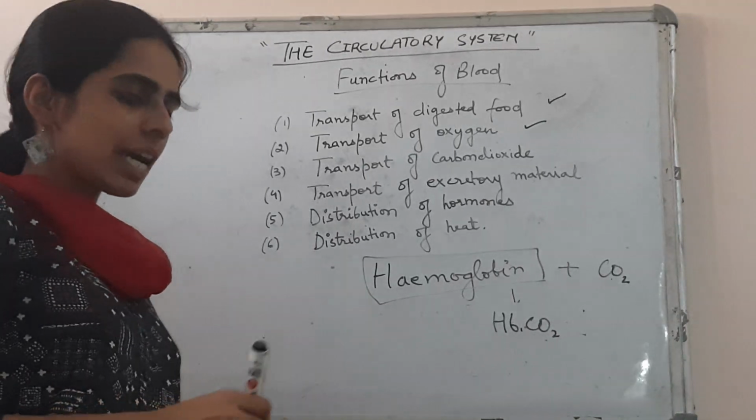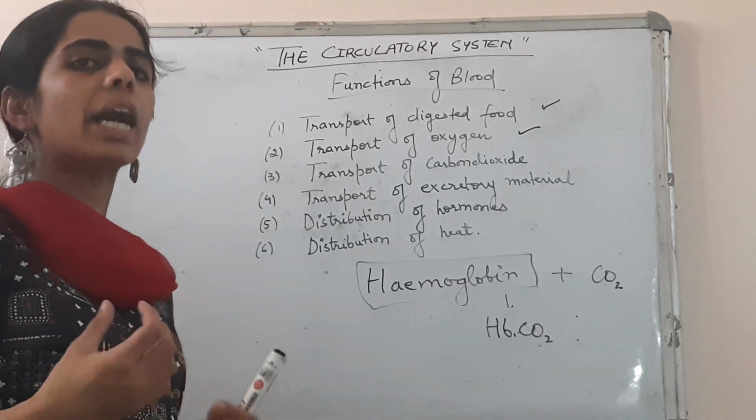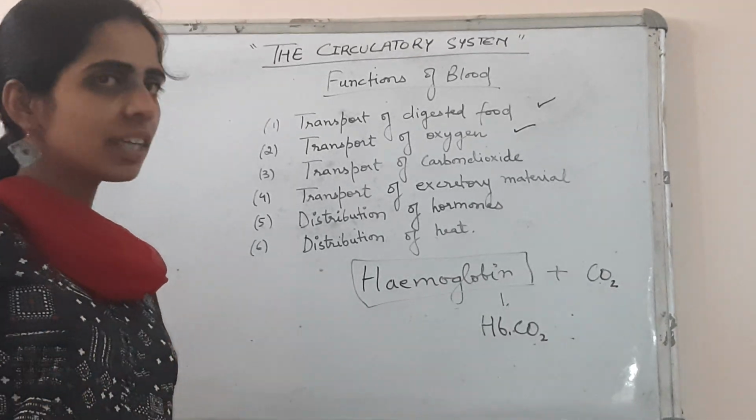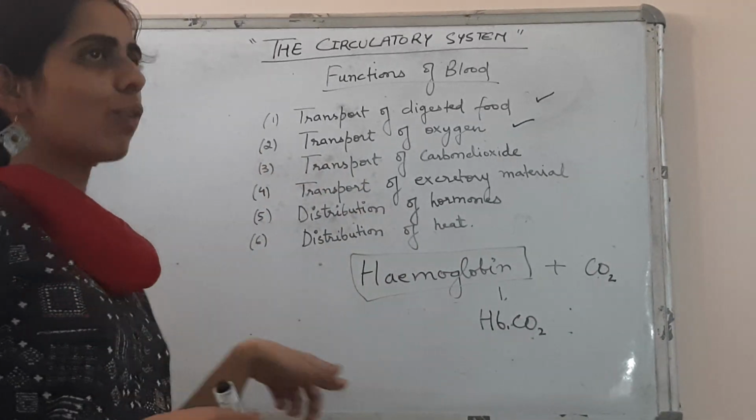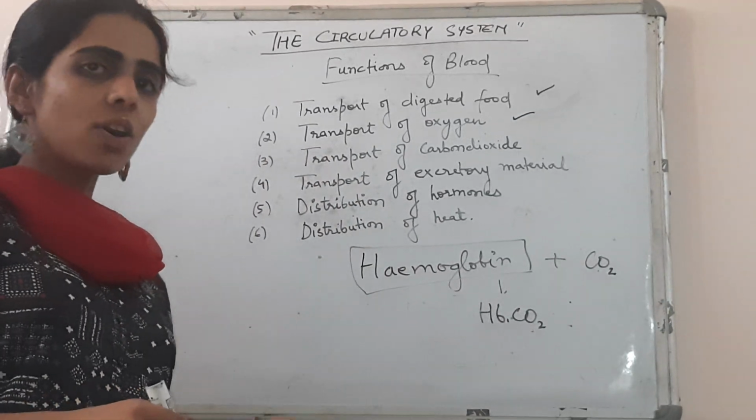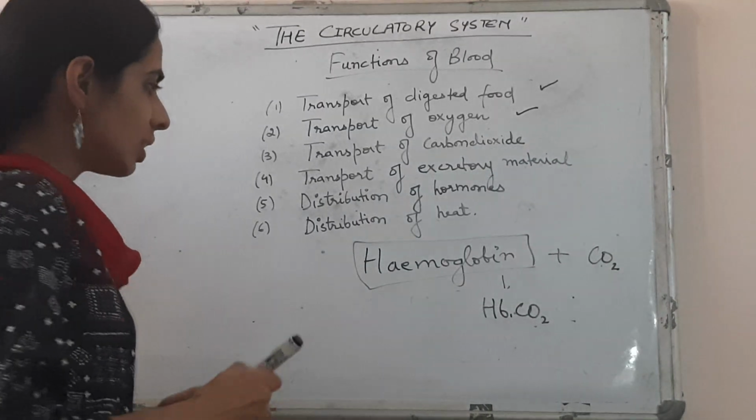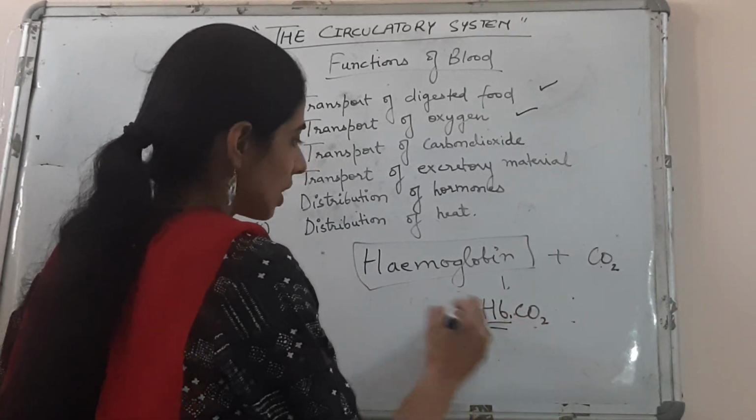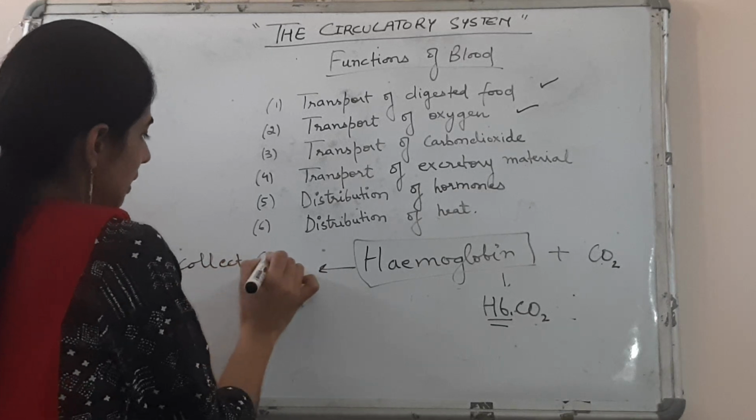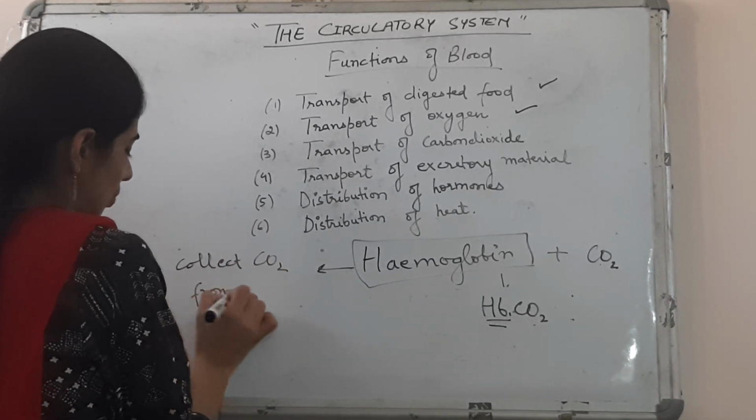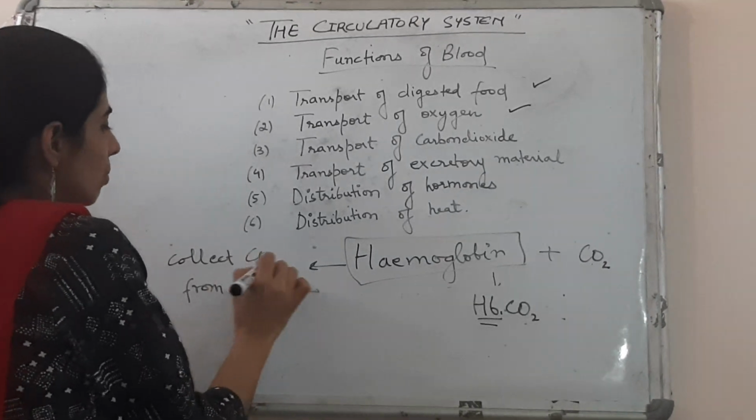Actually, the blood has to collect CO2, carbon dioxide, from all the tissues and cells of the body, bring it to the lungs to get oxygenated, and then again the transport of oxygen will take place, because we need oxygen, not carbon dioxide. So what is going to happen here? This hemoglobin will collect CO2 from cells and tissues.